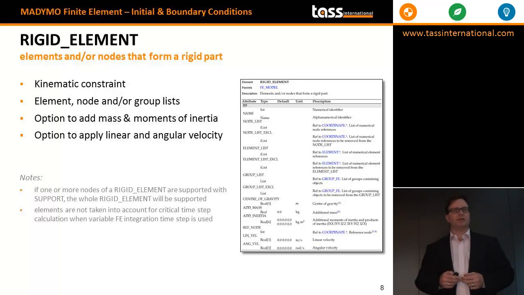Similarly, the rigid element keyword can be used to make a specific element or group of elements rigid. Note that when a rigid element is specified, the user has the option to add additional mass or additional inertia and to apply a linear or angular velocity.